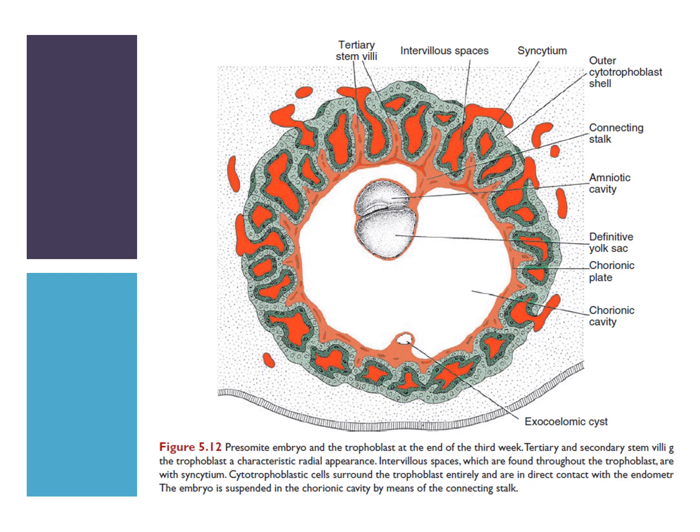So this is a presomitic embryo showing the trophoblast at the end of the third week of development. Here, notice that there are already extensive secondary and tertiary villi. And there is also the very distinct chorionic cavity here, a connecting stalk, which will become the future umbilical cord. And take a look at this chorionic plate, which surrounds the chorionic cavity here.